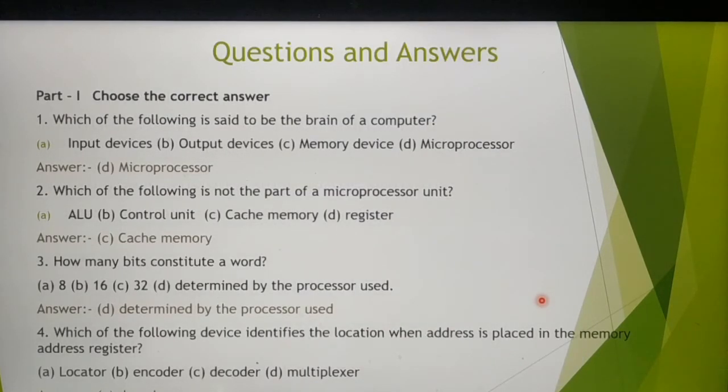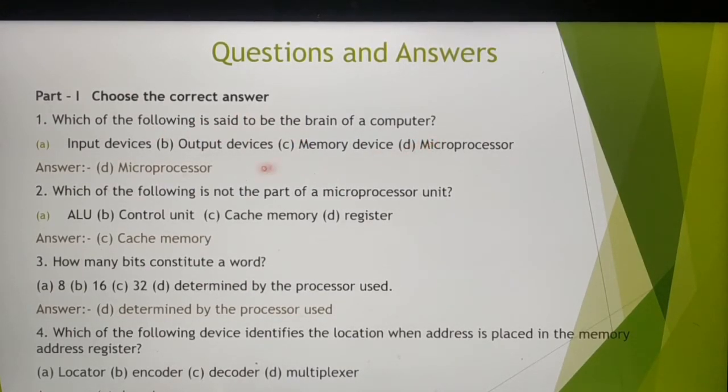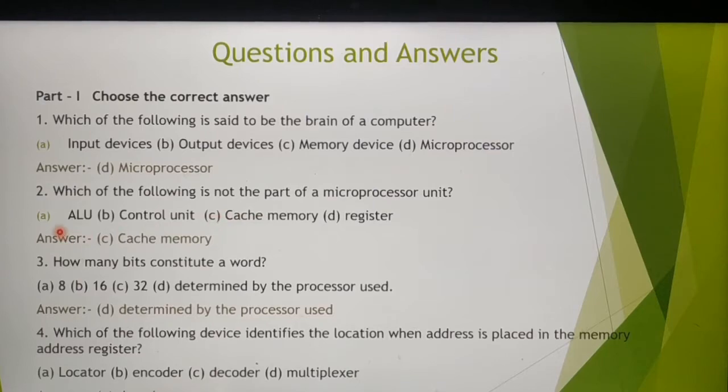Next we can see important questions and answers from our book bag. First, choose the correct answer. Which of the following is said to be the brain of the computer? The brain of the computer is simply the microprocessor. Processor is the brain of the computer. Which of the following is not part of the microprocessor? You know, arithmetic logic unit, control unit and registers are parts of the computer, whereas cache memory alone is not part of it.